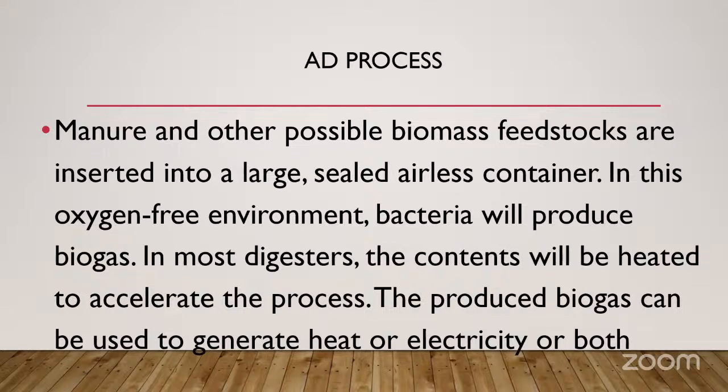The anaerobic digester, first of all, to make it work, we need to get manure or other organic waste. Other organic waste can be used. So we have manure or other possible biomass feedstock, which are going to be inserted into a large sealed airless container. And in that container, as it's an oxygen-free environment, bacteria will produce biogas.